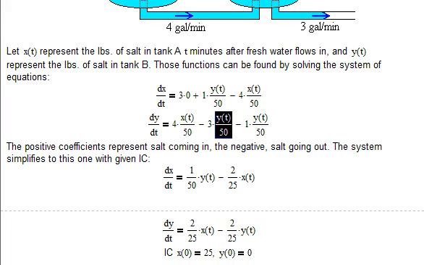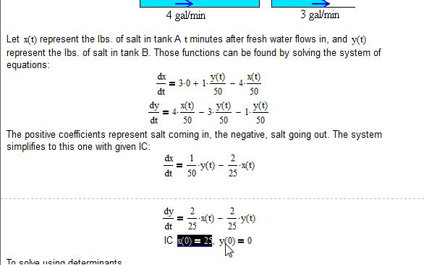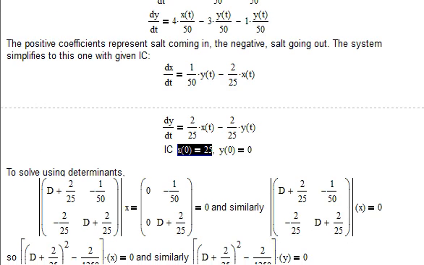Okay, here's the system. dx/dt is just 1/50th y of t minus 2/25 x of t, which I wrote as 2/25 because I reduced the fraction. And dy/dt, simplifying, is 2/25 x of t minus 2/25 y of t. And the initial conditions are that at the beginning there's no salt in tank B, and there's 25 pounds in tank A. So we're going to solve this one using determinants.